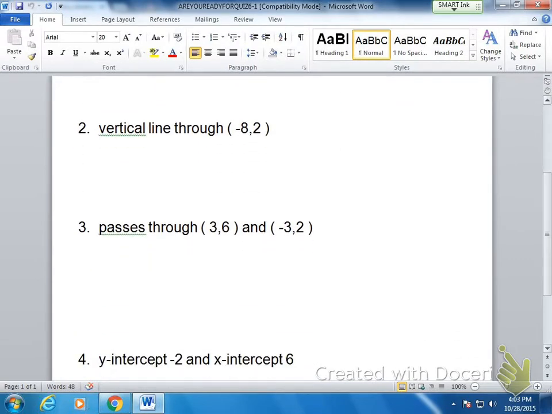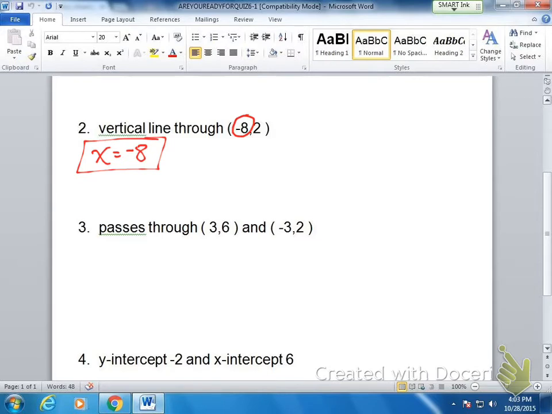Number 2 says it's a vertical line through the point negative 8, 2. The second you see vertical, what should go into your mind is x equals. Remember, vertical lines are x equals. Well, what's the only x value we have? Negative 8. That's all you got to do. Vertical line is x equals, horizontal line is y equals.